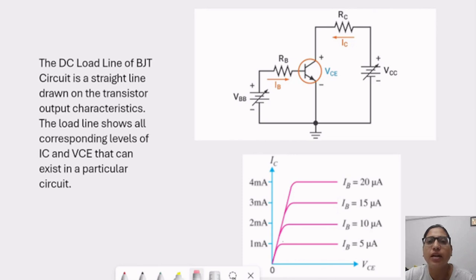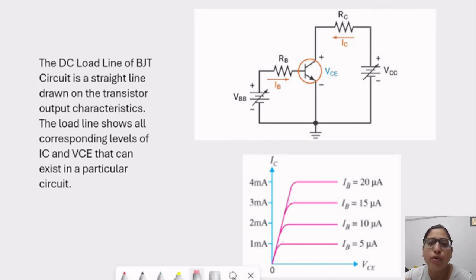In this class, we will study DC load line analysis of BJT. As a part of the definition, the DC load line of a BJT circuit is a straight line drawn on the transistor output characteristic. The load line shows all corresponding levels of IC and VCE that can exist in a particular circuit. So here we are finding the maximum value from which we get maximum output from this transistor, which is nothing but the collector current IC and its corresponding voltage VCE.